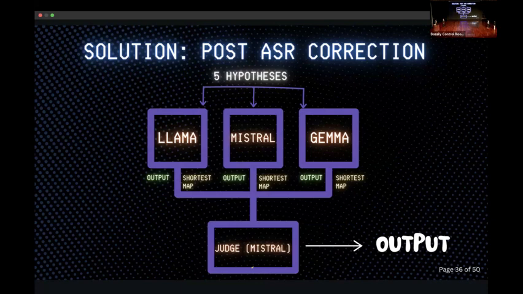Not only that, after generating the sentence, we also map this generated output to the shortest mapped hypothesis. We see the closest hypothesis to this generated output, and we choose it as the shortest mapped hypothesis. So in total, for each LLM, we have 2 outputs, 1 generated and 1 shortest mapped hypothesis. So in total, we have 6 outputs.